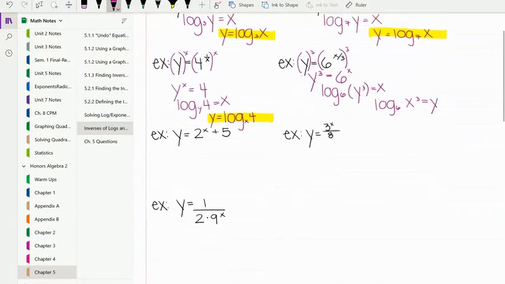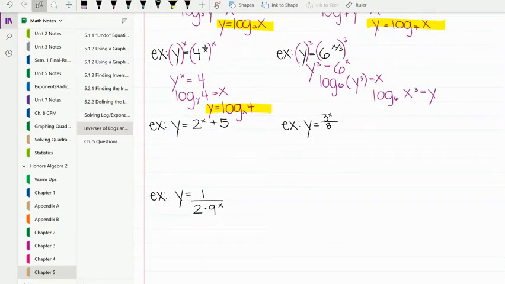Okay, next we have y equals 2 to the x plus 5. So this is kind of like what I was saying in the beginning. So again, we want to just have that parent function form. So since we don't, I'm going to go ahead and subtract 5. So this would be y minus 5 equals 2 to the x. So now I have that.